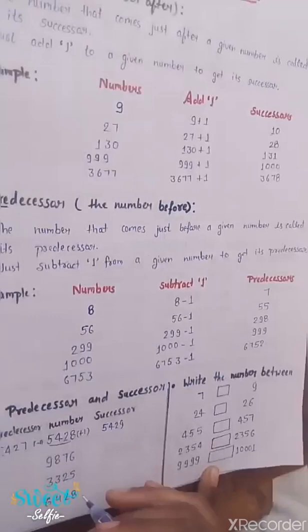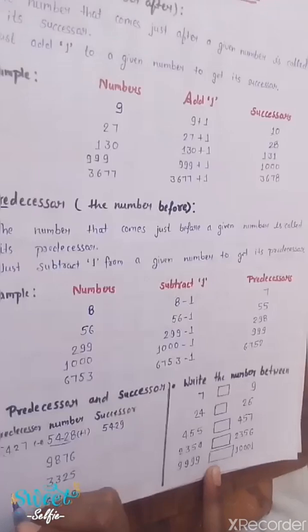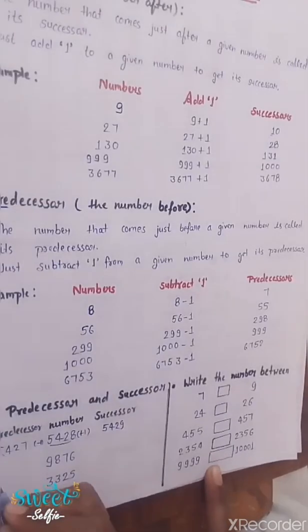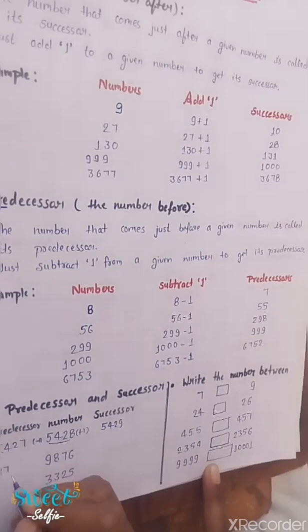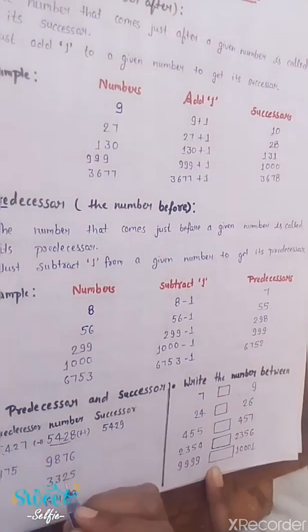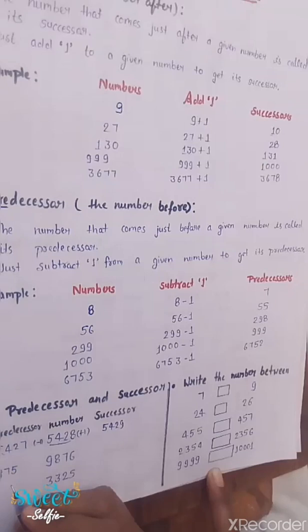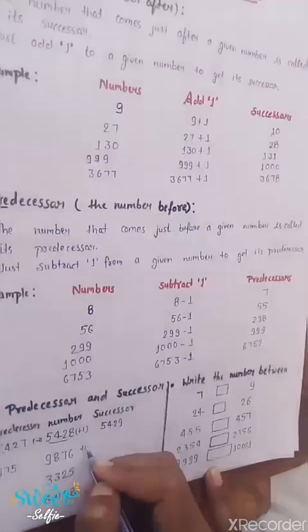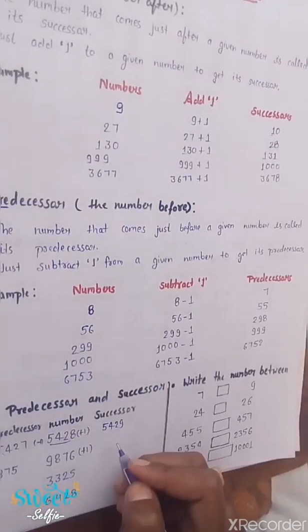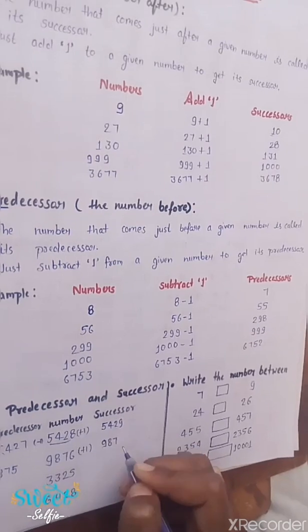Okay? So, in the same way, next question is 9876. For predecessor, we have to do minus 1 from this number. Then we will minus 1 from 9876. We will get 9875. And when we add 1 to this to get the successor, we will find 9877. Okay.